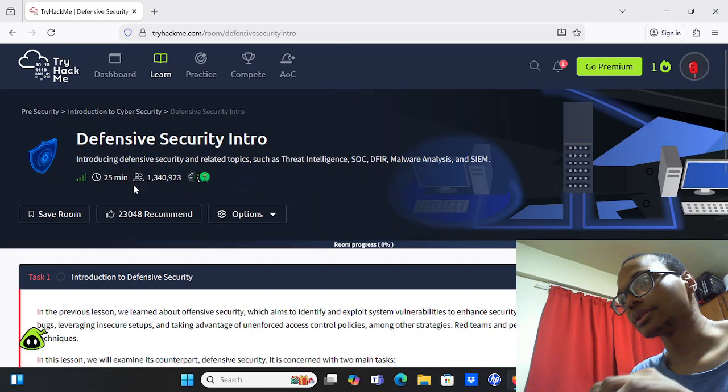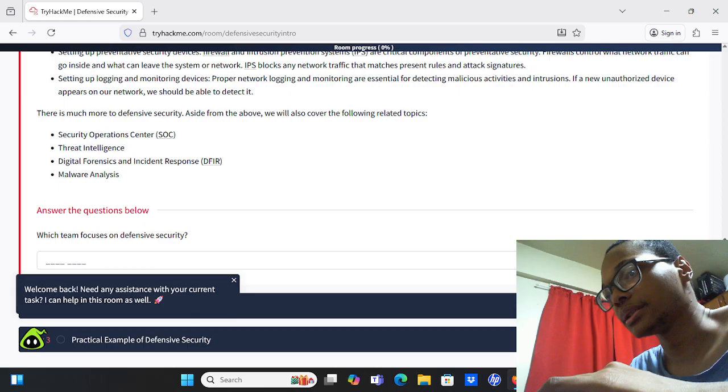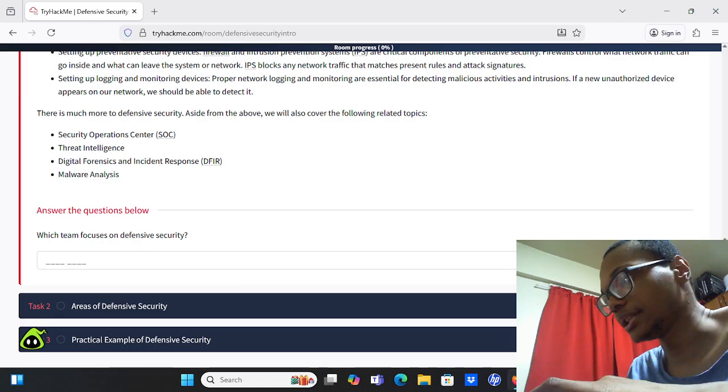So it says introduction to defensive security related topics such as threat intelligence, SOC, DFIR, malware analyst, and SIEM. Introduction to defensive security. Let me see if it lets me in the room. Okay, it did. So it's only 3 parts. 3 tabs, same thing.